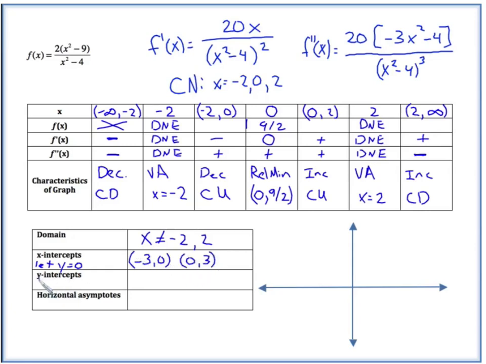Then for our y-intercepts, you let x equal 0. So we're going to go ahead and plug 0 in for x here. And you can see we get 2 times -9 over -4, and that is 9/2. So it's 0, 9/2. And the last thing we need to check for is any horizontal asymptotes. And we remember our bottom heavy, the denominator's degree is bigger, so the horizontal asymptote is y equals 0.